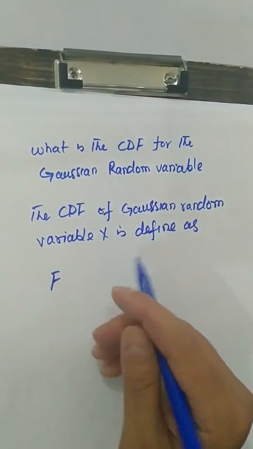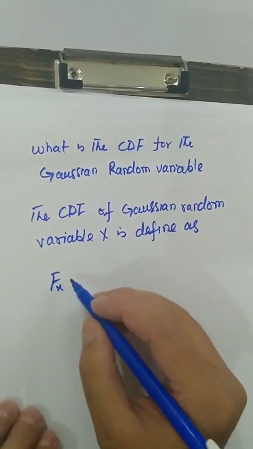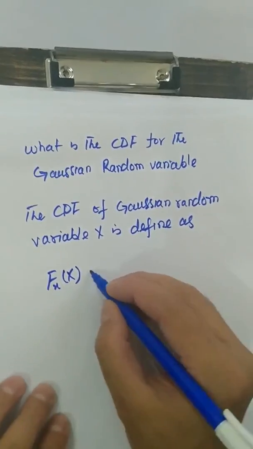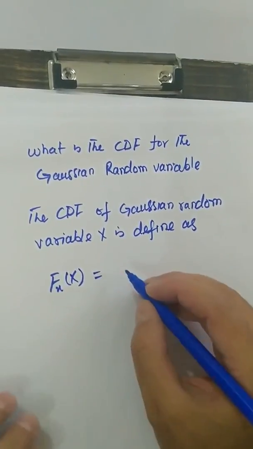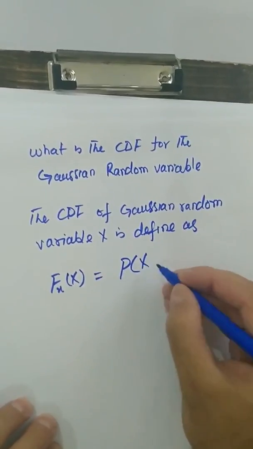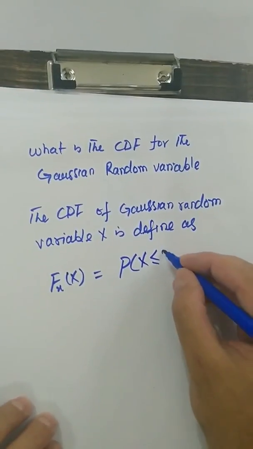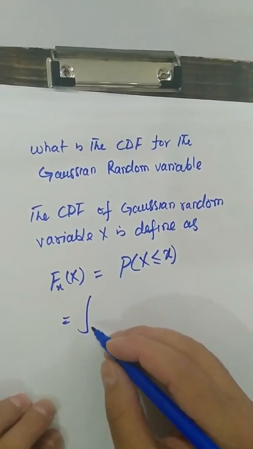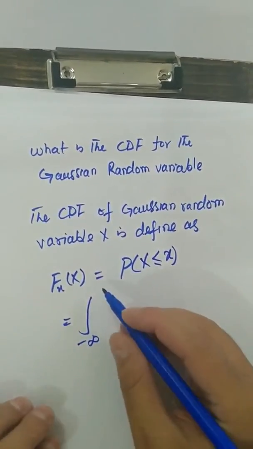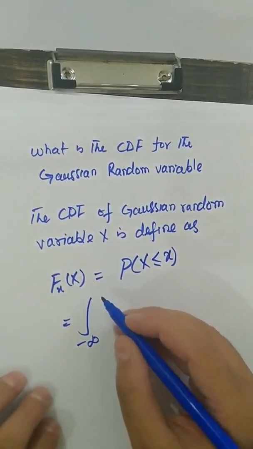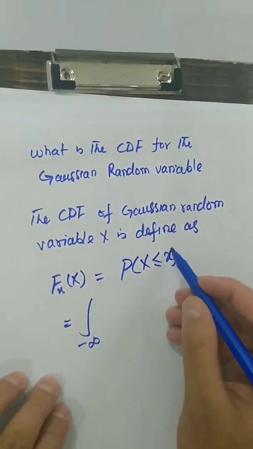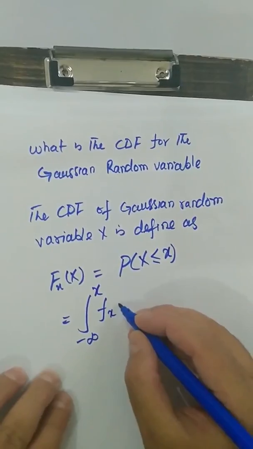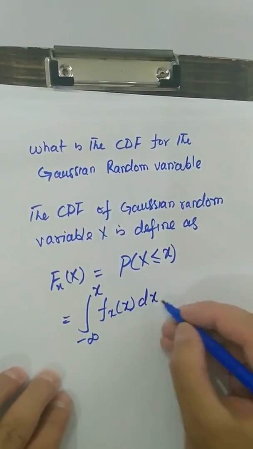Now we will replace the small x with the capital X, F of x, where x is the random variable. So the CDF is equal to the probability of random variable x that is less than or equal to small x. So incorporating the probability density function into the integral that is from minus infinity to that value of random variable x, we get f of x into dx.